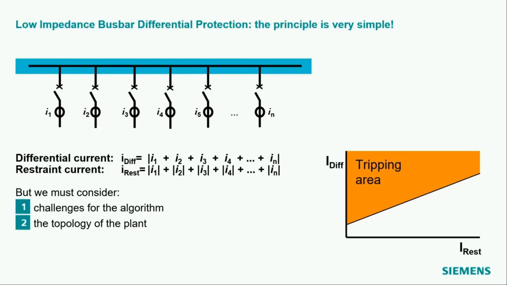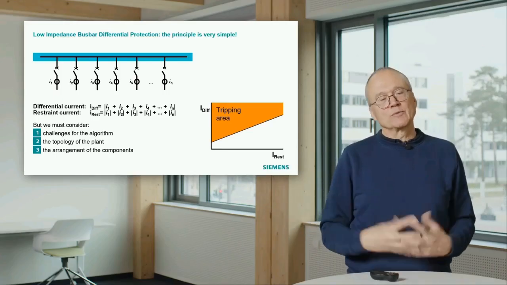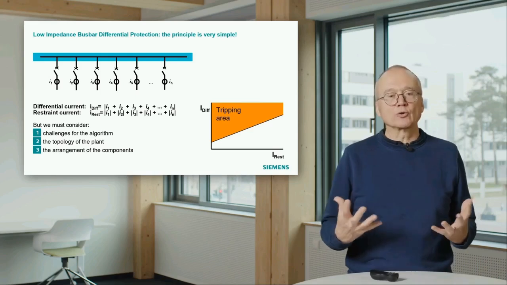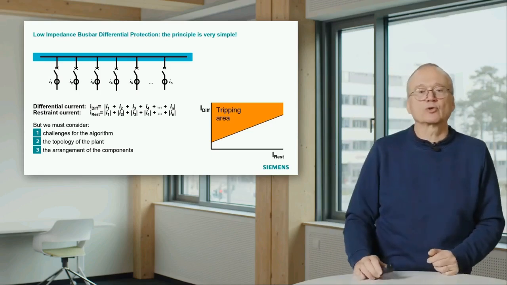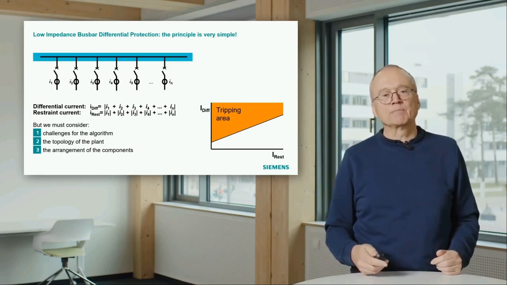The topology of the plant is typically not that easy, as you see in this picture here. Plants can be double busbar, triple busbar, and there are a few other things you have to take into account. And the last thing is also, if you have an outdoor substation, it can be a big substation where the distances are long, so you have to make up your mind where you are going to arrange the components. So let's first of all look into the challenges of the algorithm.